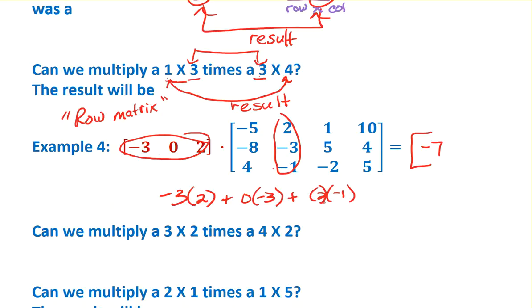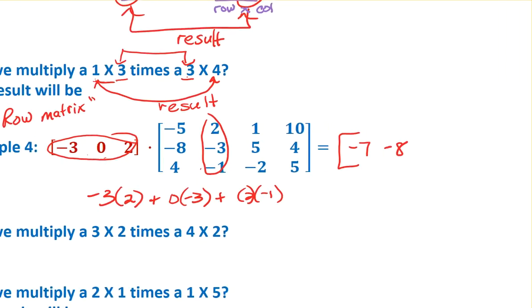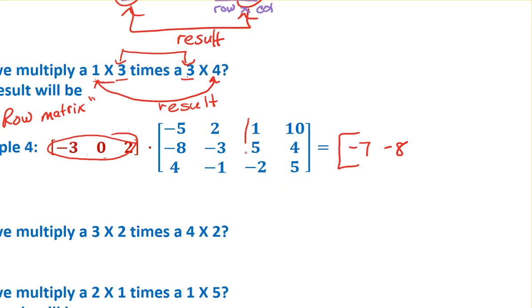And you probably already have the pattern here. So we've got a -6 and a -2. And we're doing first row times second column, so we move over to the second column, and we had a -6 and a -2, so we have a -8, and let's press on. First row times third column: -3 times 1, plus a 0 times a 5, plus a 2 times a -2, so we've got a -3 and a -4.